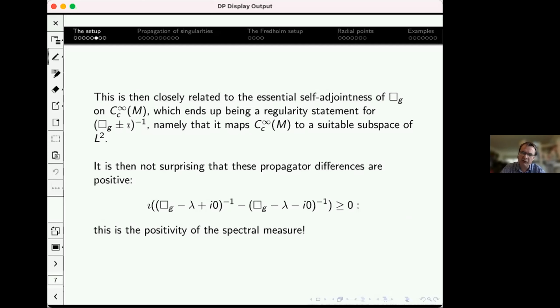And once you have this, it's not really surprising that the differences of these propagators, so here lambda is real, and I'm taking the limit from either above or below the real axis, the difference up to a factor of i, I see I have two different i's in this, they should be the same i's, the positivity of this difference is just the positivity of the spectral measure.